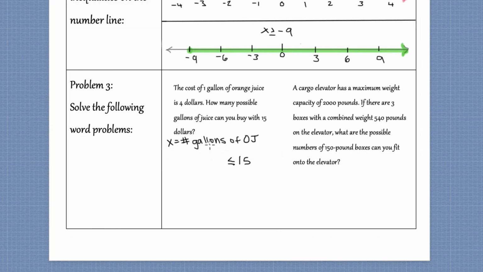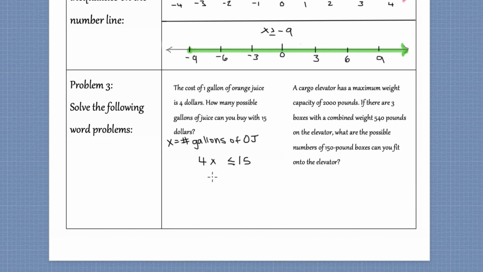Now we have to find the left side of our inequality. Since the right side is in terms of money, the left side also has to be in terms of money. And since each gallon of orange juice is $4, we're going to write that 4x is less than or equal to 15. The 4x just means that each gallon of orange juice costs $4. So this is our inequality that we're going to use to solve this problem.